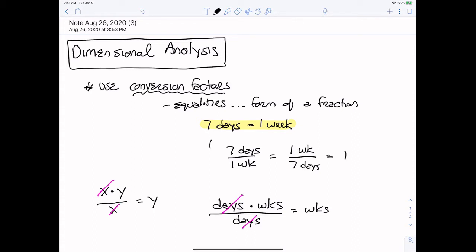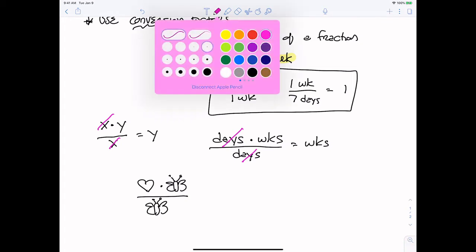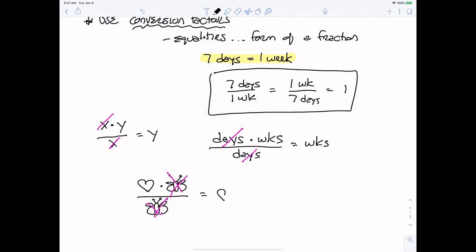So the version of my conversion factor that I use is going to be dependent on where my units are. Do I need days on top or days on the bottom? And this should make more sense, hopefully, once we go through a problem. And it can be nonsensical, like days, weeks, it doesn't matter. I could do heart. And if I was to multiply a heart by a butterfly, and then I was to divide that by a butterfly, right? Then my butterflies are going to cancel, and I'm going to be left with a heart.